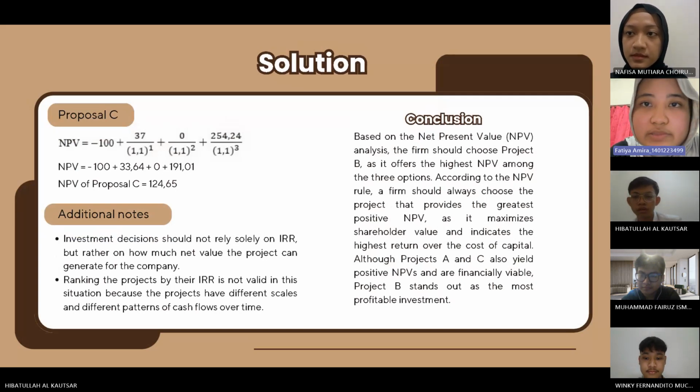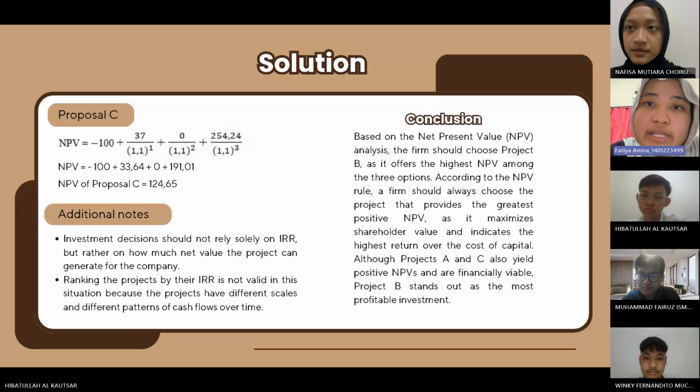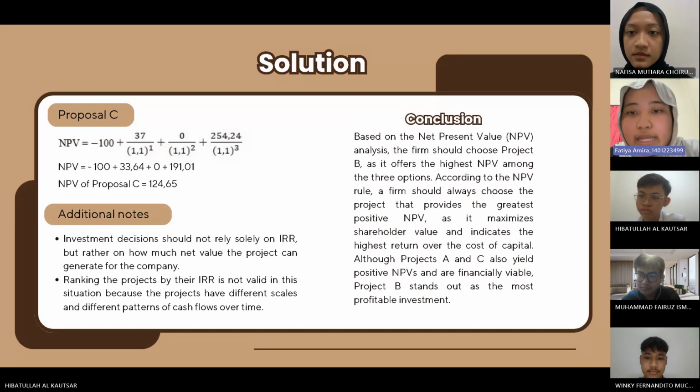most profitable investment. For additional notes, investment decisions should not rely solely on IRR, but rather on how much net value the project can generate for the company. And ranking the projects by their IRR is not valid in these situations because the projects have different scales and different patterns of cash flow over time.